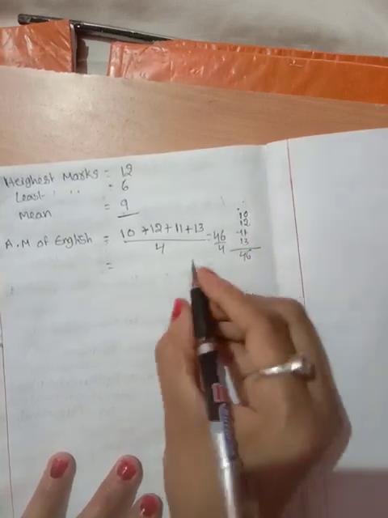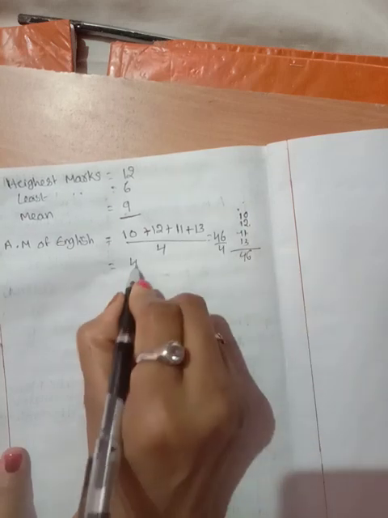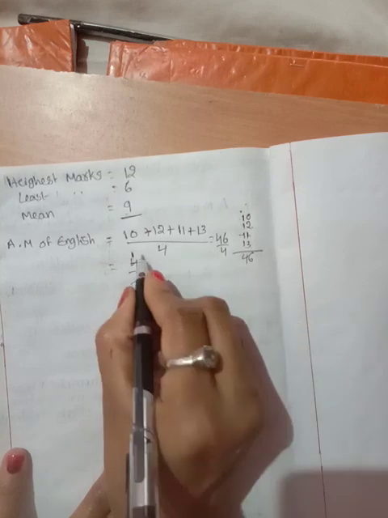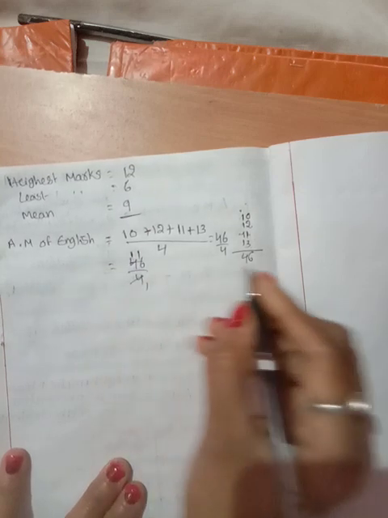You can understand again neatly. What is the simplification of 46 by 4? 4 ones are 4, and then again 4 ones are 4.